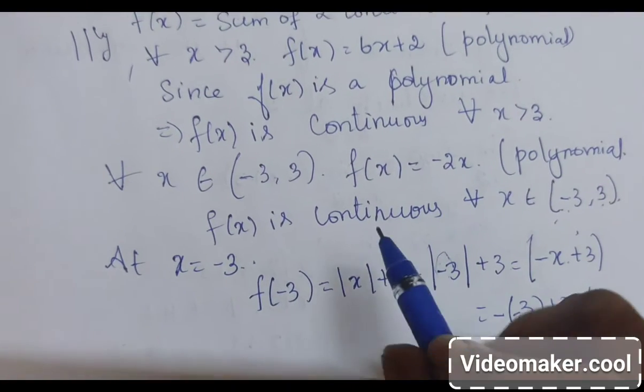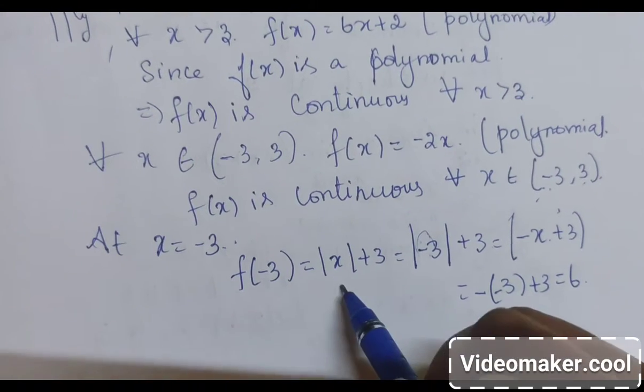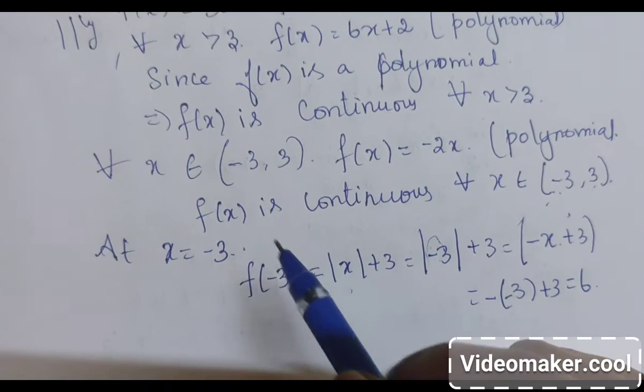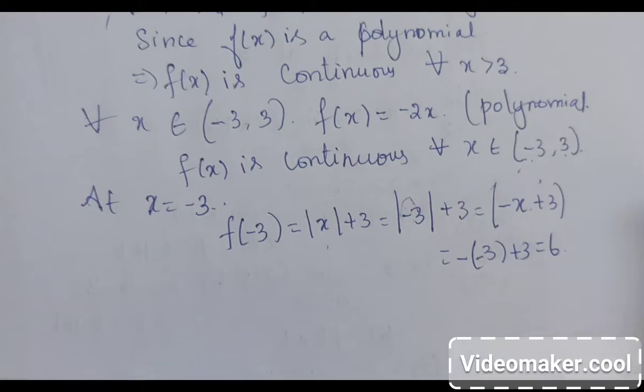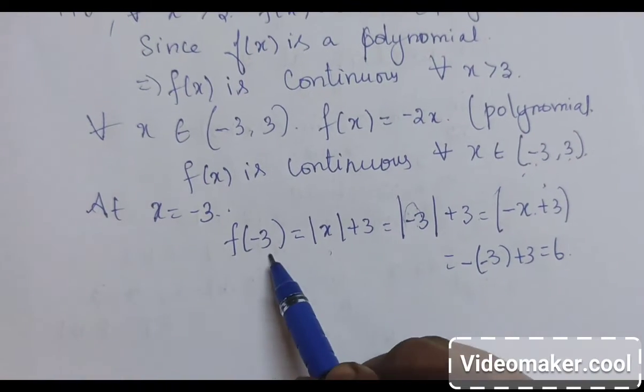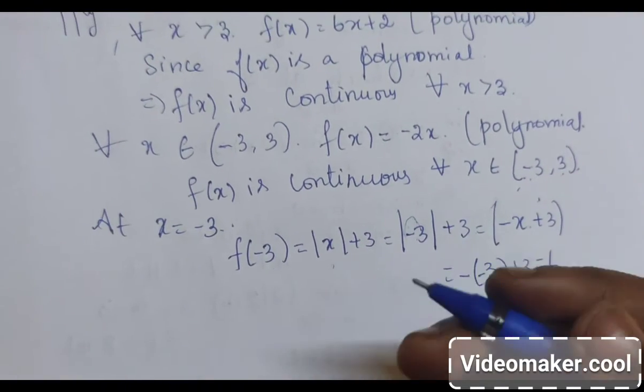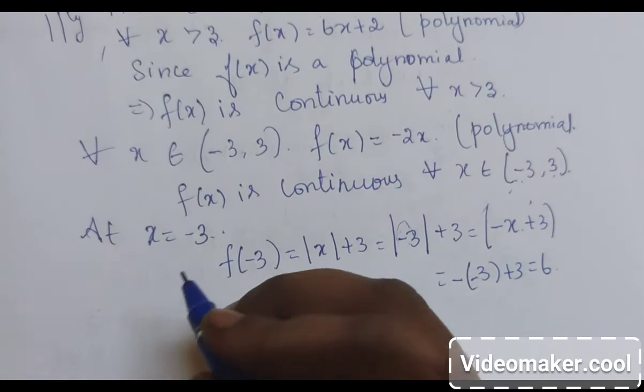I have explained the mod function in one of the previous videos. I'll give the link of that video in the description. So now we have got the functional value as 6. Now we'll check the left hand and right hand limits at -3.